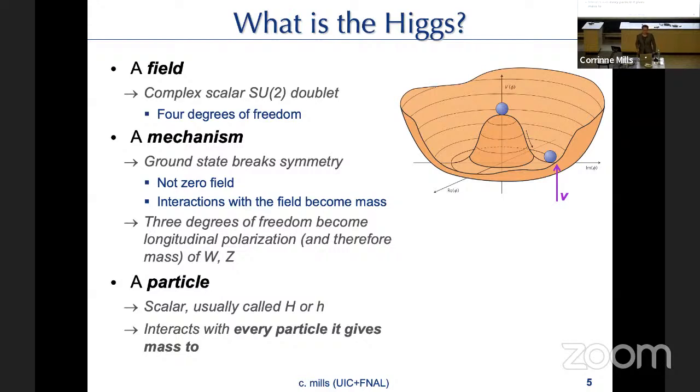And therefore that is where their masses come from. And thirdly, the Higgs is a particle that represents the excitation of the field. This is the remaining degree of freedom. It's a scalar. We label it with a capital H, lowercase h. I will pretty exclusively use the lowercase h because the capital H is reserved for heavy Higgs bosons. It interacts with every particle that it gives mass to, including the fermions.